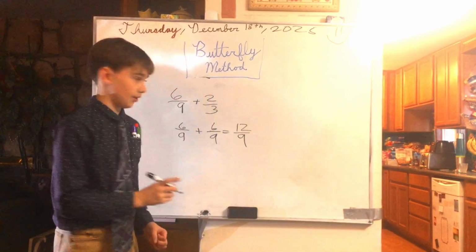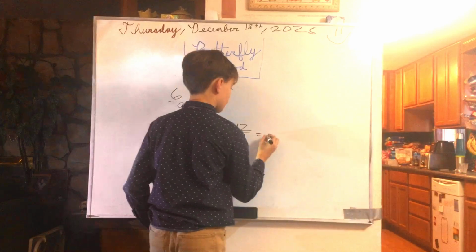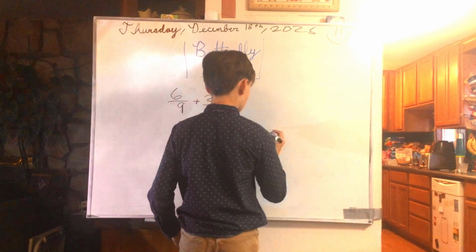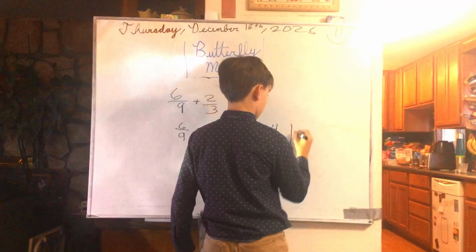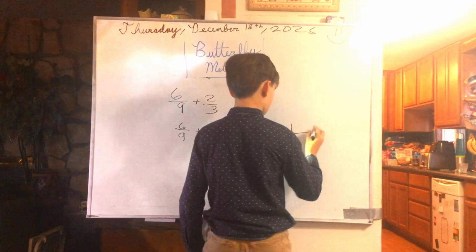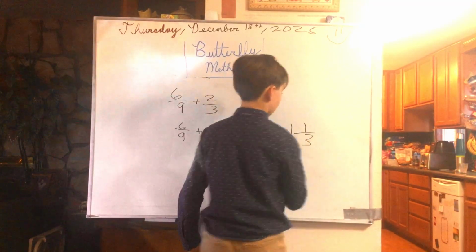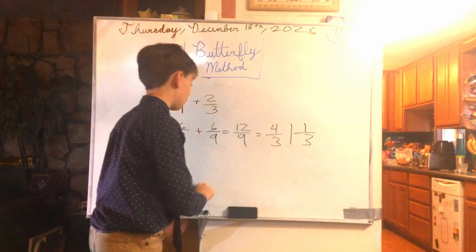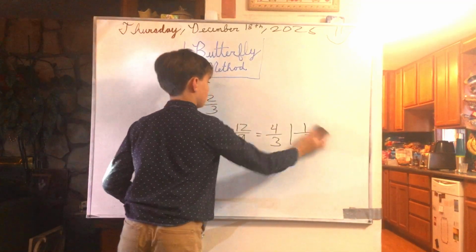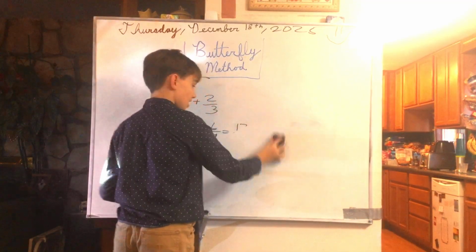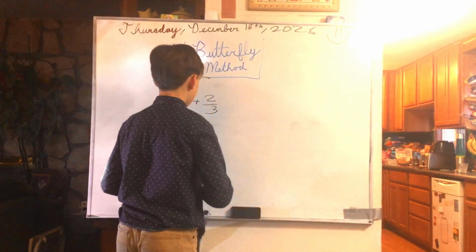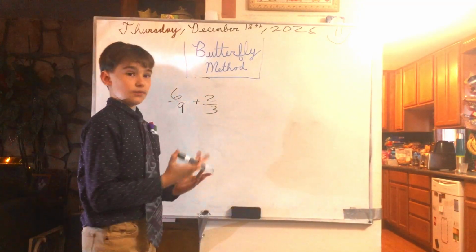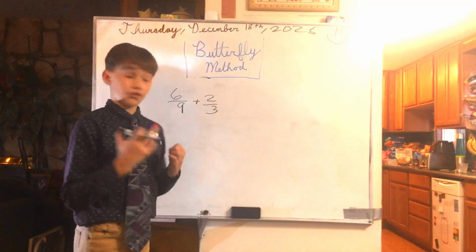So then we have here 12 ninths. That's the answer here. And we can reduce this, which will equal up to that. And that's the answer for this problem here. Now we're not going to be using this in the next one. It's the same thing, but we're going to use it in a different way. So we're not going to use the 9. This time we're going to use 3.